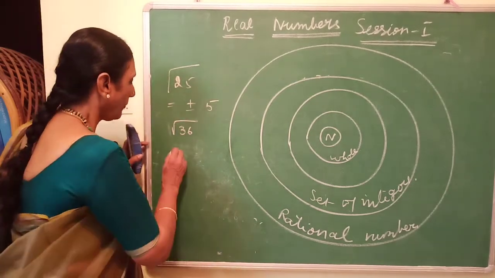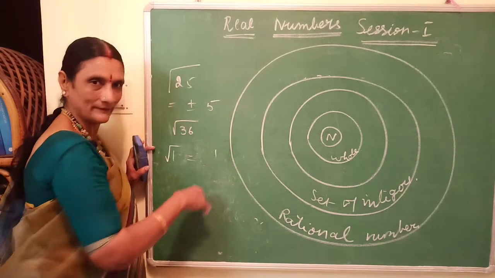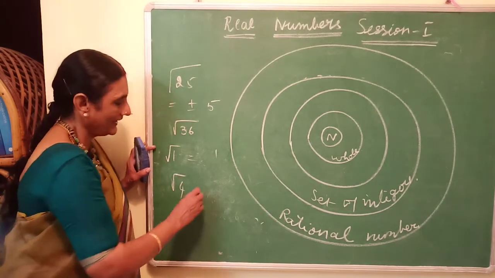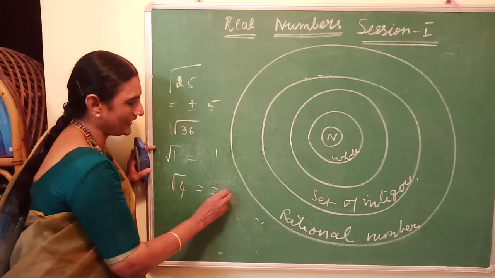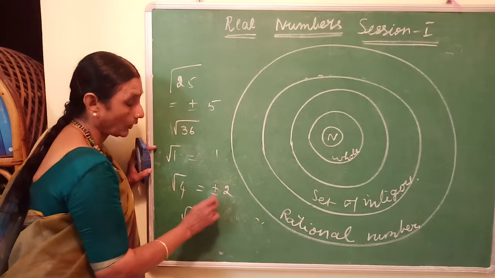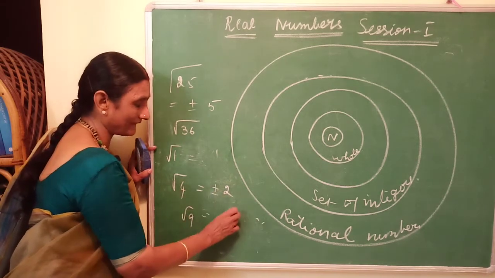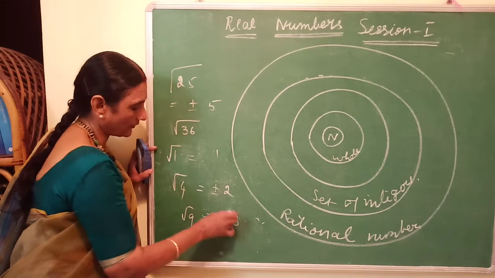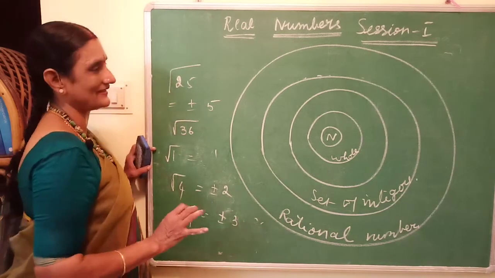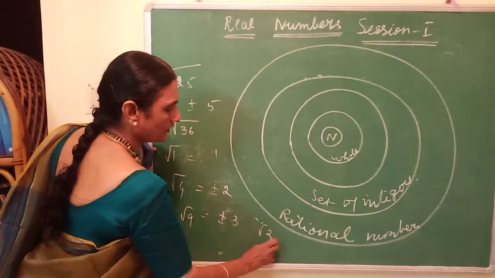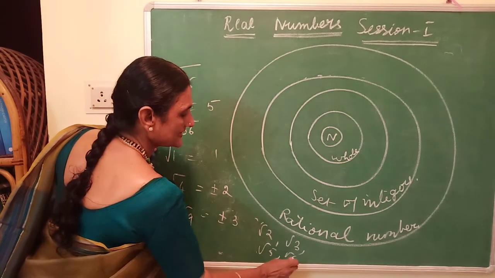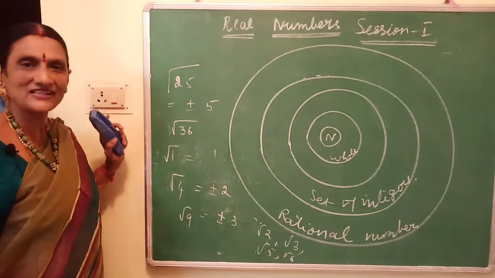Now, the square root of 1 is 1. The next perfect square is 4, so the square root of 4 will be plus or minus 2. The next will be 9. They are all whole numbers and perfect squares. Now what about the numbers which are not perfect squares? Like root 2, root 3, root 5, root 6. They are all non-perfect squares.